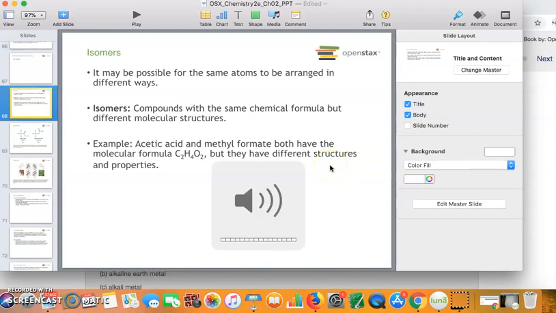So now we need to switch gears here and talk about isomers. It is possible for the same atoms to be arranged in different ways. Isomers are compounds with the same chemical formula but different molecular structures. An example is acetic acid versus methyl formate. Both have a molecular formula of C2H4O2, but they have different structures and properties.